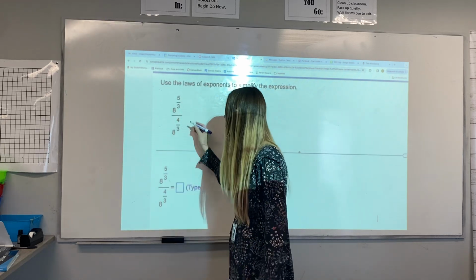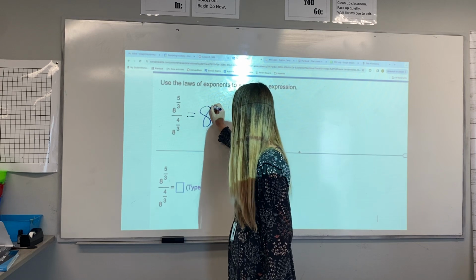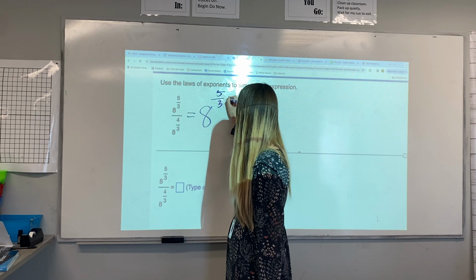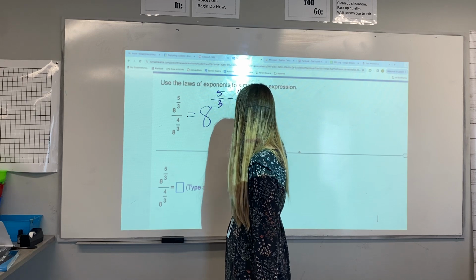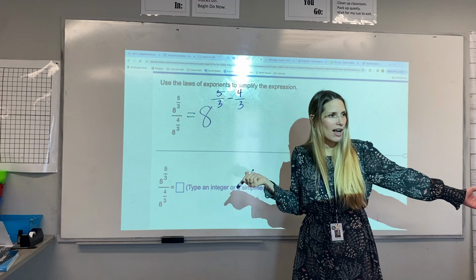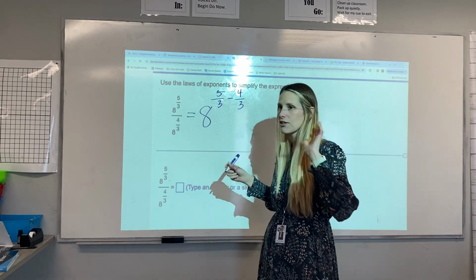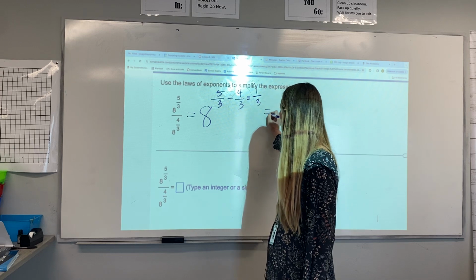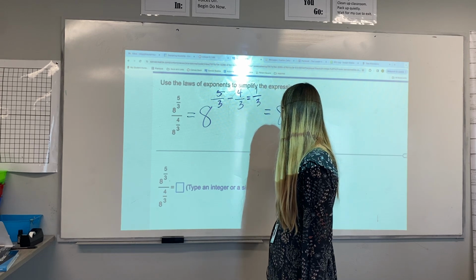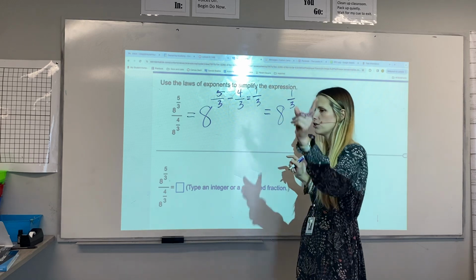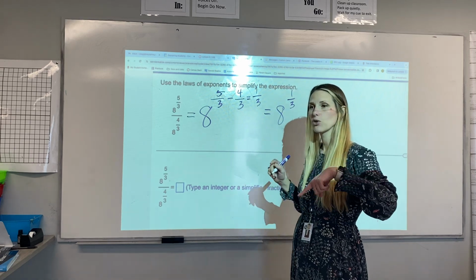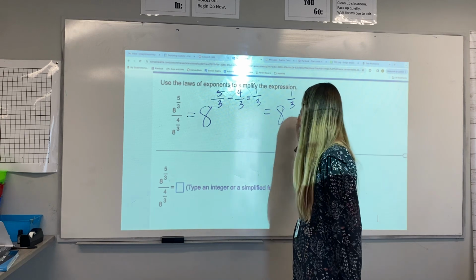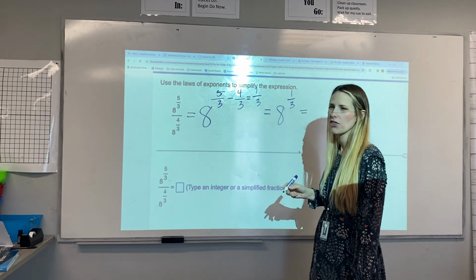It's the same rule. We take our base and subtract the exponents. 5 over 3 minus 4 over 3. We have common denominators. That's a good thing. We don't have to convert any fractions. 1 over 3. So we have 8 to the 1/3. If you type that into the answer, it will tell you it's wrong. Why? Because you have to simplify. How can we simplify 8 to the 1/3 power?